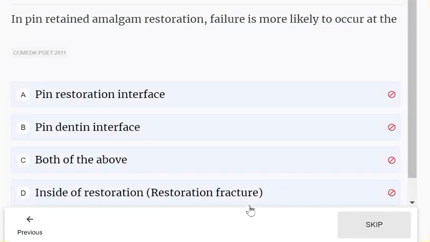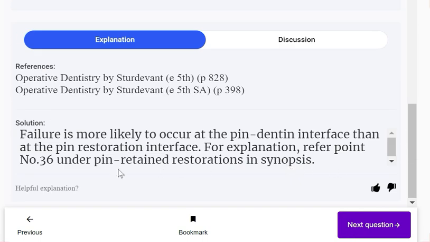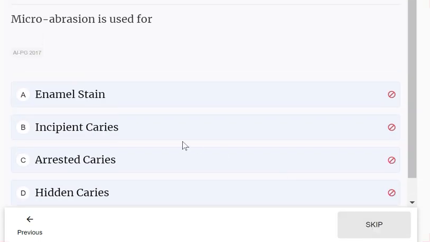In pin retained amalgam restoration, failure is more likely to occur at the pin restoration interface, pin dentin interface, both of the above, or inside of the restoration. In pin retained amalgam restoration, the failure generally takes place at the pin dentin interface, then at the pin restoration interface. For explanation, refer point number 36 under pin retained restoration in synopsis. That's not a good explanation.